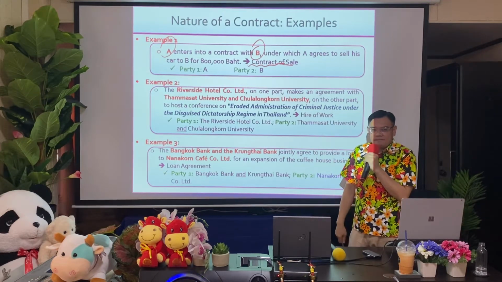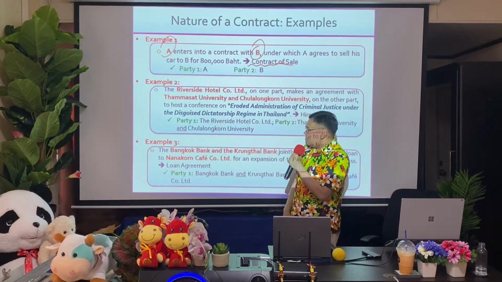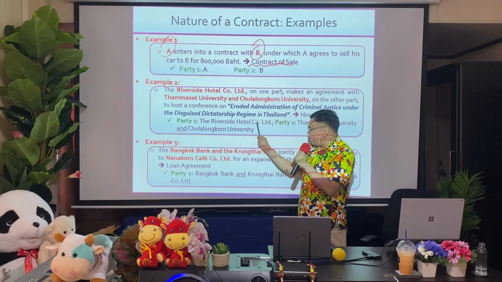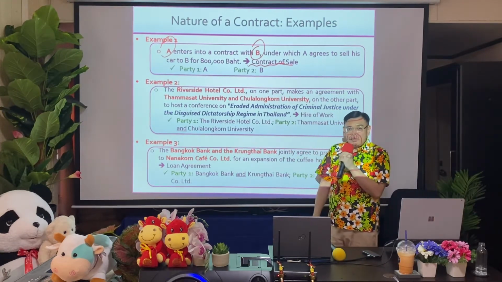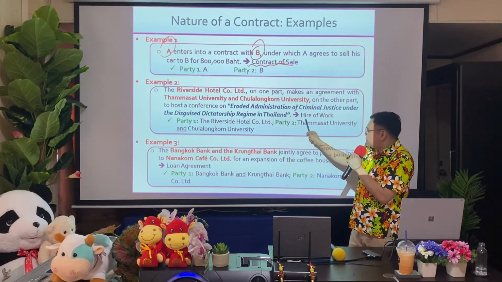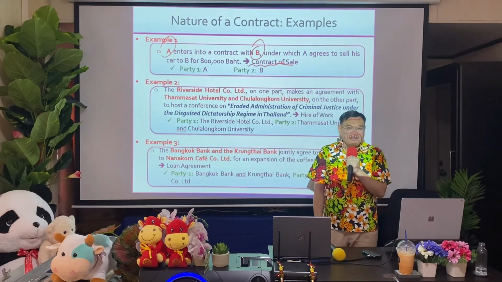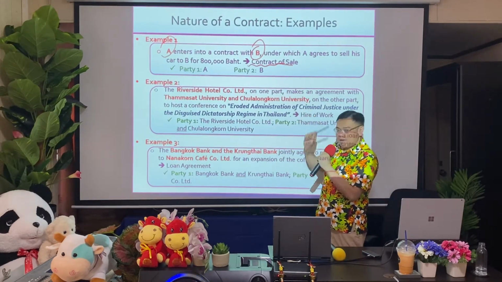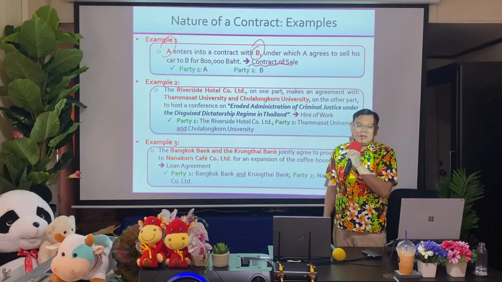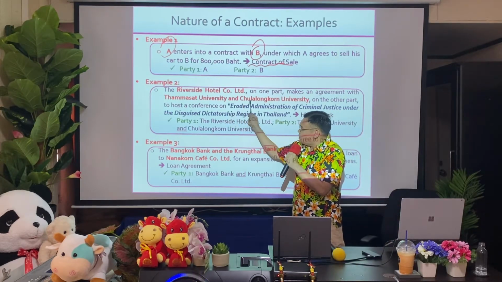Okay, we can see that under this contract, there are also two parties. Party number one is whom? Party number one is the Riverside Hotel, of course, the Riverside Hotel Company Limited. And party number two consists of two persons: Thammasat University and Chulalongkorn University. So in this example number two, we can see that when we use the word party, it may consist of more than one person. The second party here consists of two persons, i.e. Thammasat University and Chulalongkorn University.